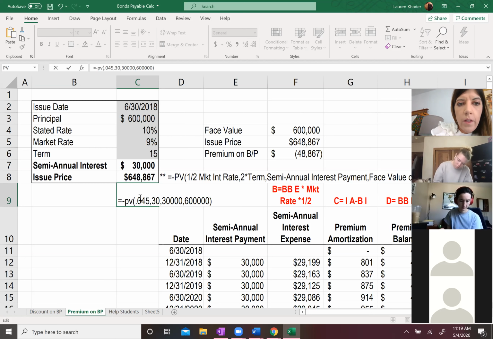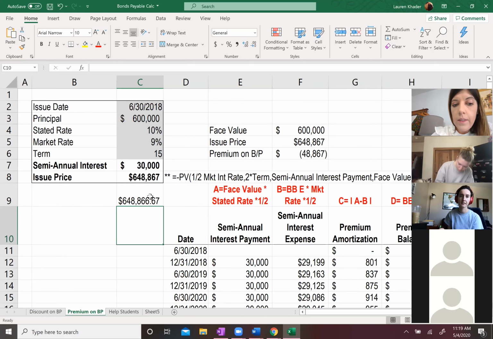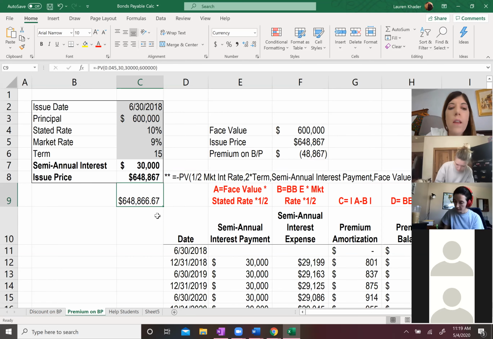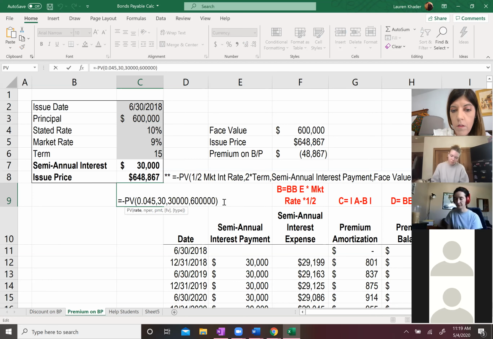So you can see the formula up here, or you can see it within the cell right here. And it's going to show up as 648,866.67, which is rounded to 648,867. I have it formatted to show with the dollar sign. Yours might not show the dollar signs, so don't be surprised by that.